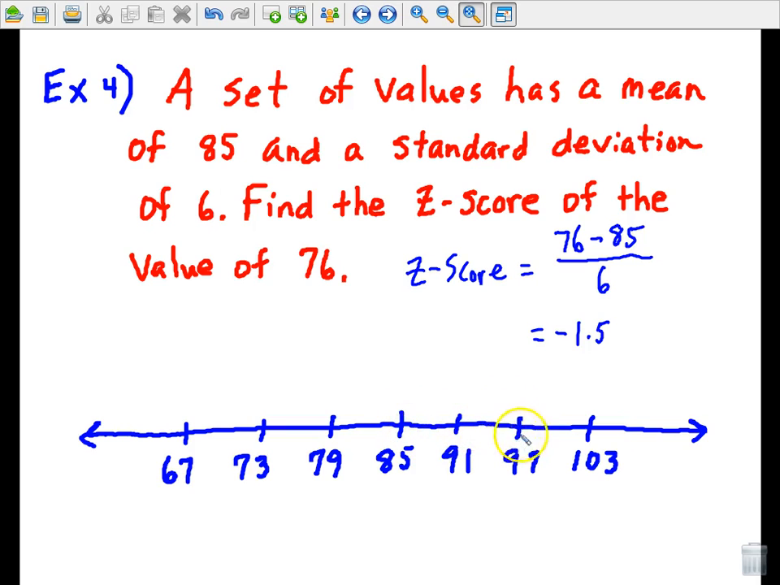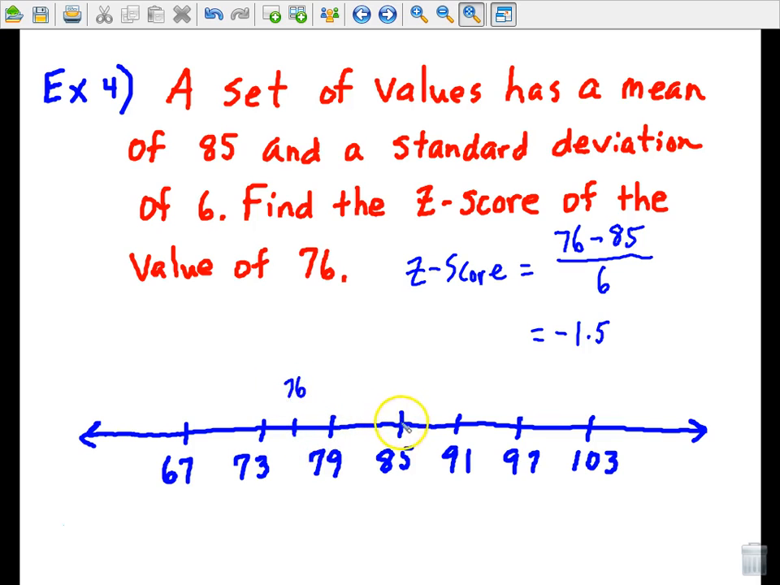I just added 6 to each number, and going down I'm subtracting by 6. So each one of these numbers represents a standard deviation. Okay, each of these ranges is a standard deviation. So it's pretty simple really, but if we did plot the number 76 on this number line, then it would go right in here. It's right in the middle of 73 and 79.